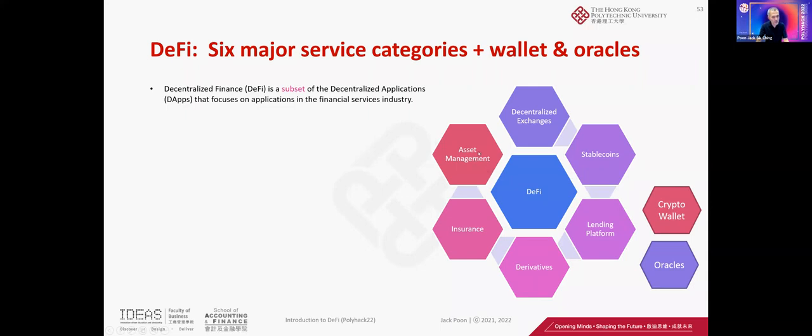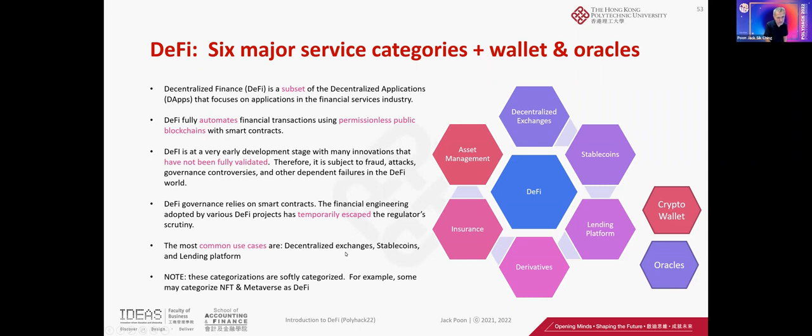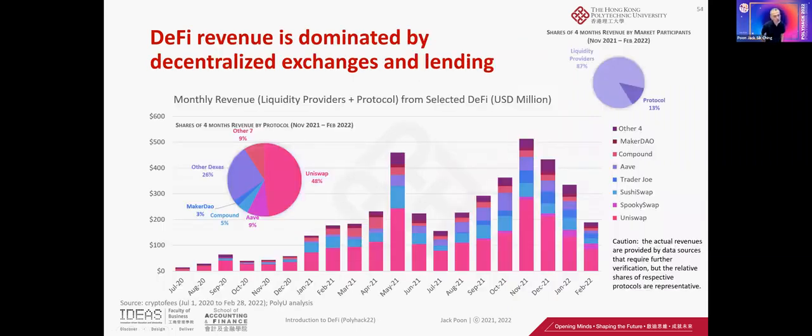I will not spend a lot of time on asset management, insurance, and derivatives, mostly because the number of assets or the value locked within those is not that big, okay? The majority of the activities are actually happening in these three key areas, all right? And then with that, let's just look at what type of transaction or value you are seeing within DeFi, right?